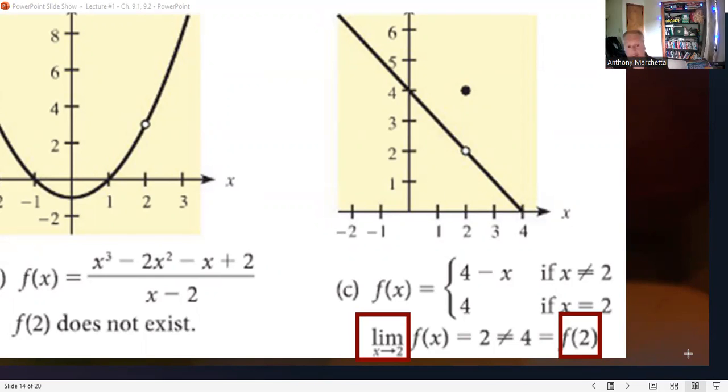Here the answer is 4. F of 2 is 4 because of that dot up there. But the limit as we approach 2 is not 4. It's where that hole is. And that alone gives you another reason to say it's discontinuous specifically at 2. It might help to see something like this graphed in Desmos also to be able to answer the question of whether or not there's continuity there. All right. So that's continuity.